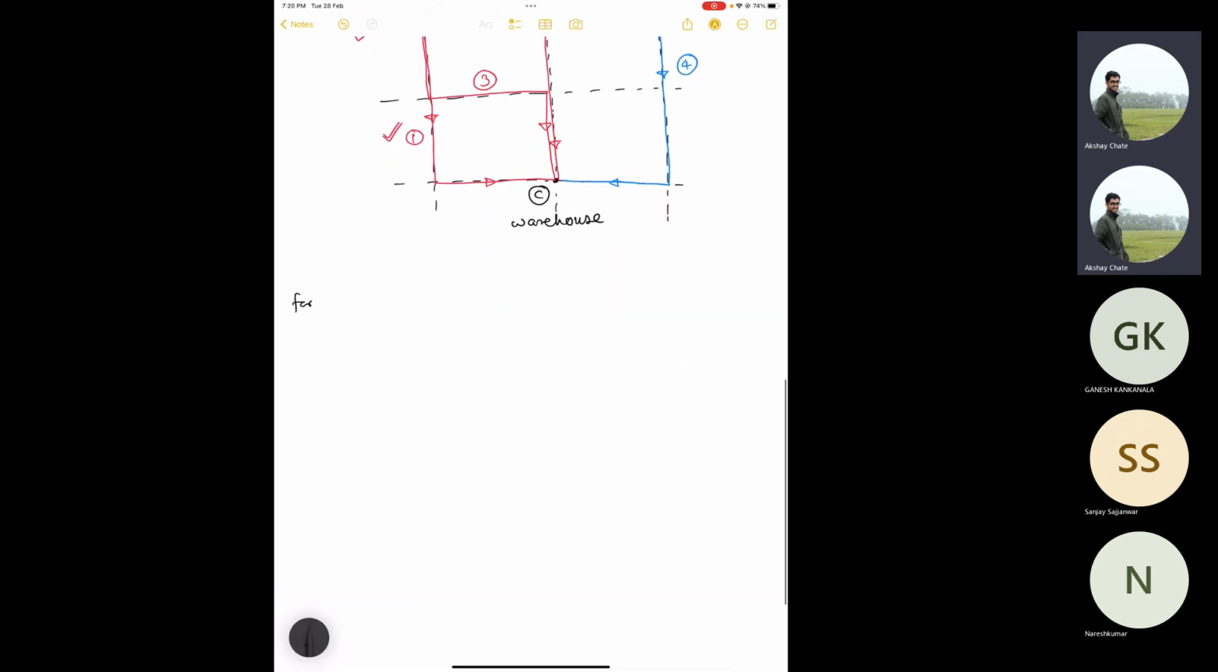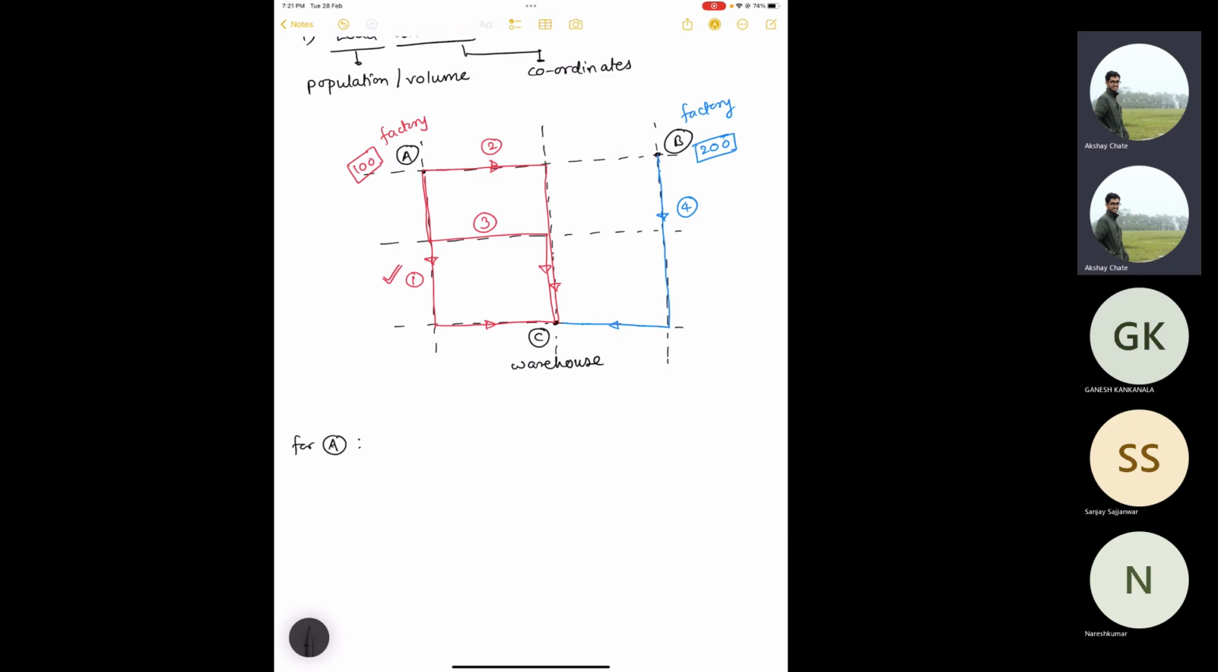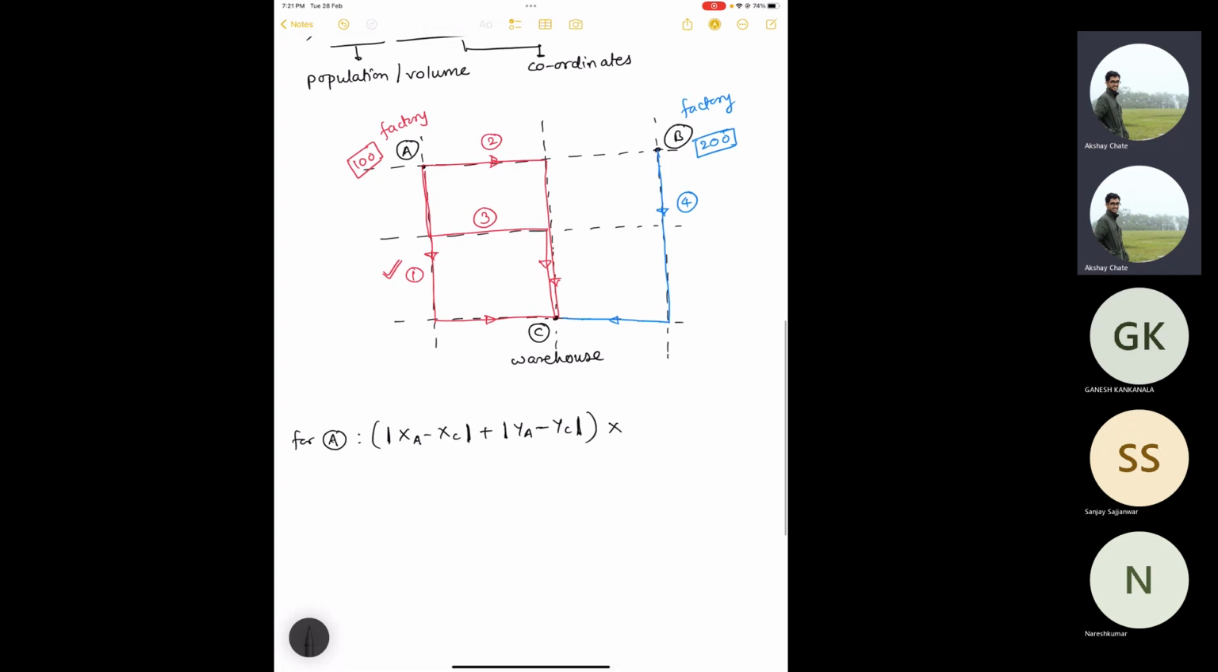for A, you calculate load times distance as, let's say, the x coordinate of A minus x coordinate of C, y coordinate of A minus y coordinate of C. I hope all of you know that this vertical two lines is a mathematical function called modulus. What it does is it takes only the magnitude of the number, it does not consider the sign, and then you multiply with the load.